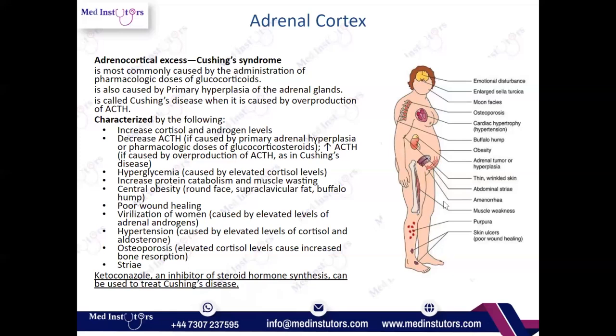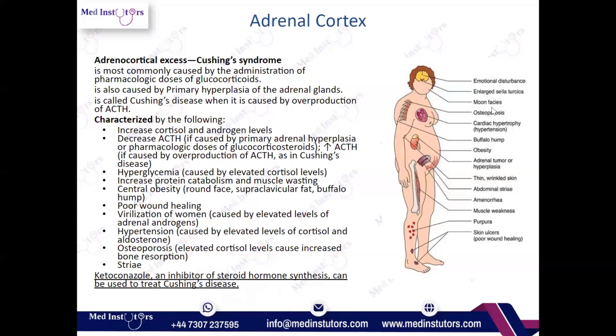So here you can see all the clinical features a person might have who has Cushing syndrome. There could be emotional disturbance. Why emotional disturbance? Because we need cortisol in order to regulate our emotions or distress as well. So it may affect our emotional mood. It does have some mood effects.